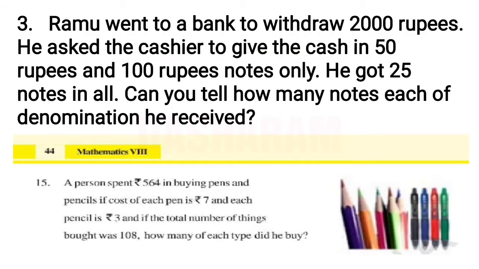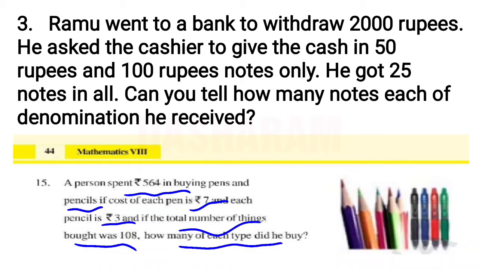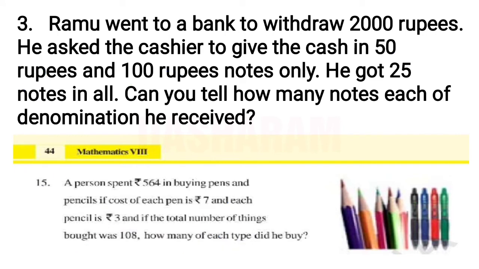Next, fourth question. It is the 15th question from our textbook, and the fourth question as homework. A person spent 564 rupees in buying pens and pencils. Cost of each pen is 7 rupees and each pencil is 3 rupees. If the total number of things bought was 108, how many of each type did he buy? Same as the third question. Here instead of 50 and 100 rupee notes, he took pens and pencils. The remaining question is the same.